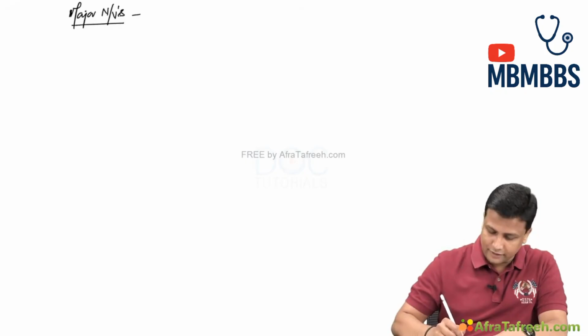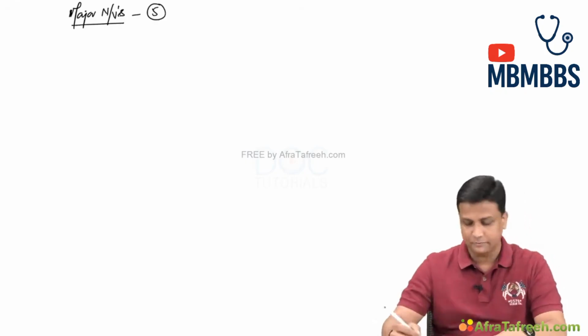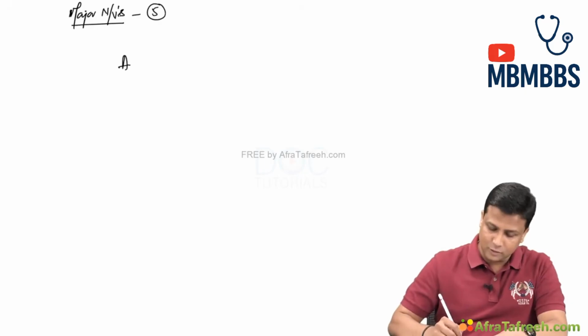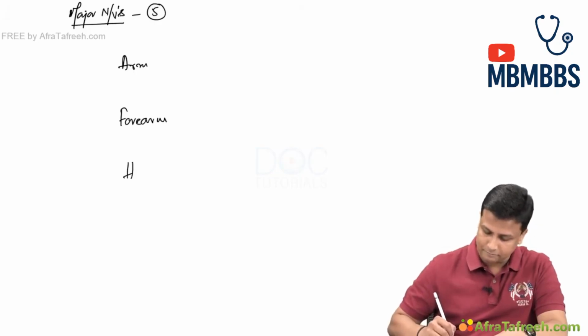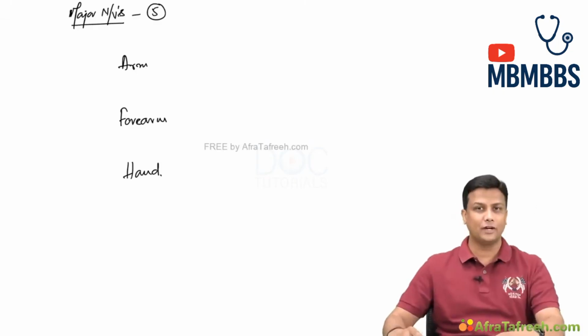So in total, we are dividing all the nerves into major and minor. In total, there are 5 major nerves, guys. And these major nerves will be supplying the muscles of your arm, forearm and hand.